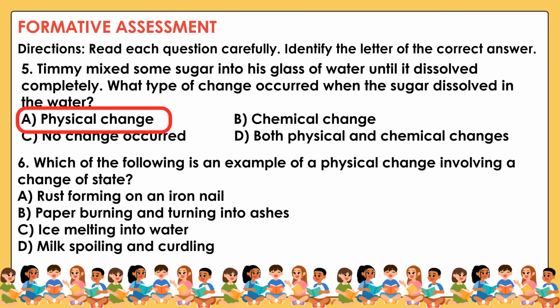Number 6. Which of the following is an example of a physical change involving a change of taste? A. Rust forming on an iron nail, B. Paper burning and turning into ashes, C. Ice melting into water, or D. Milk spoiling and curdling. The correct answer is letter C. Ice melting into water.